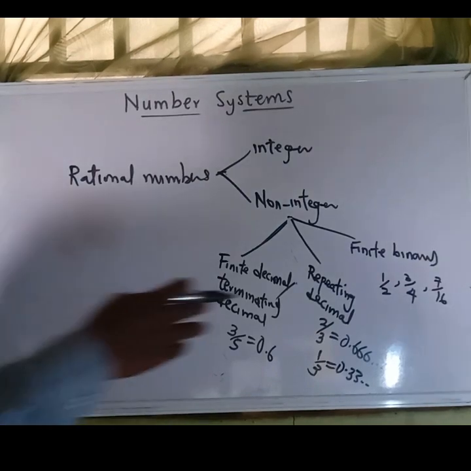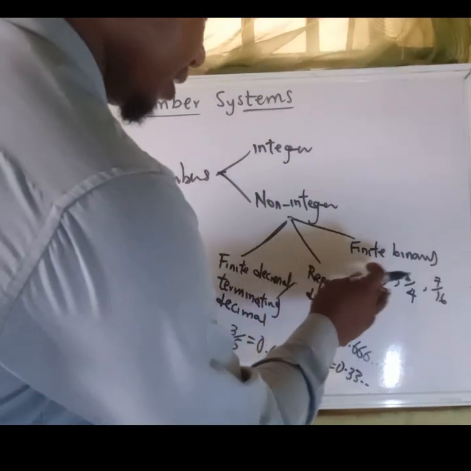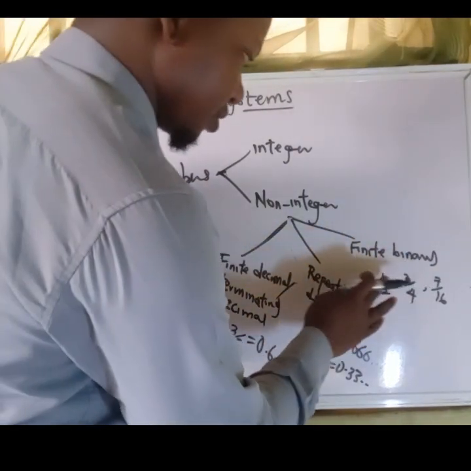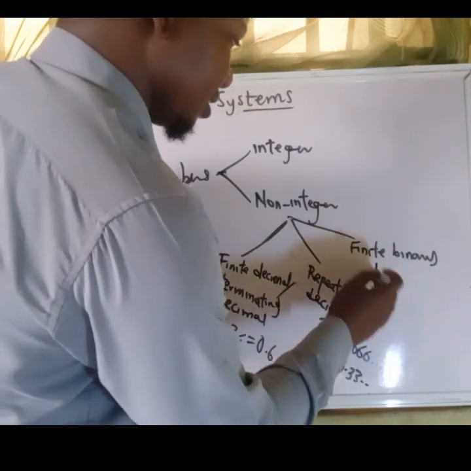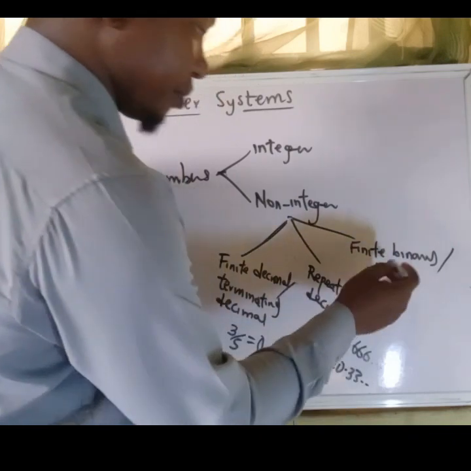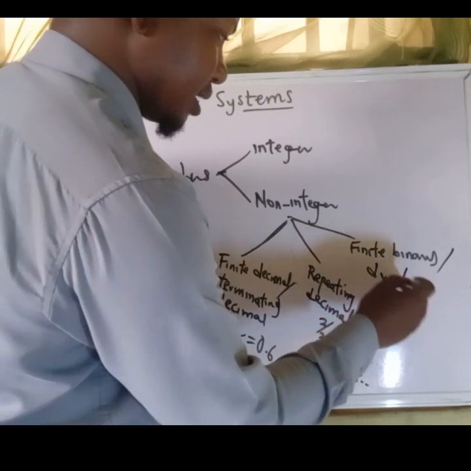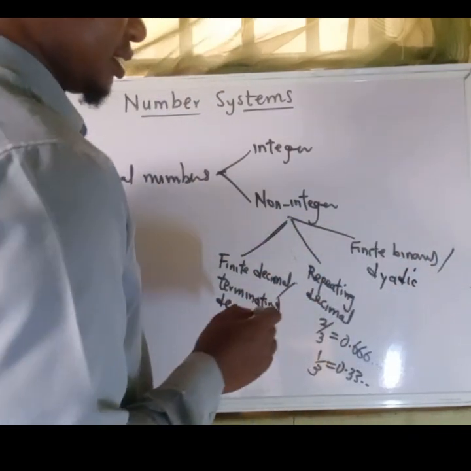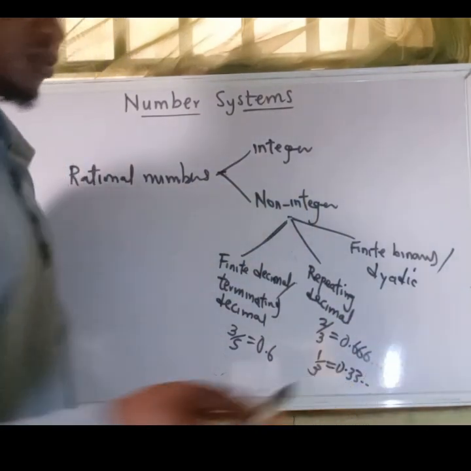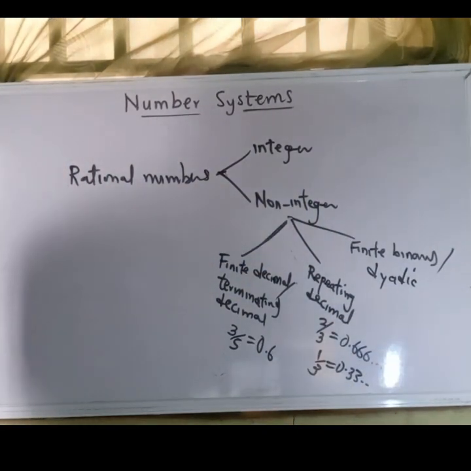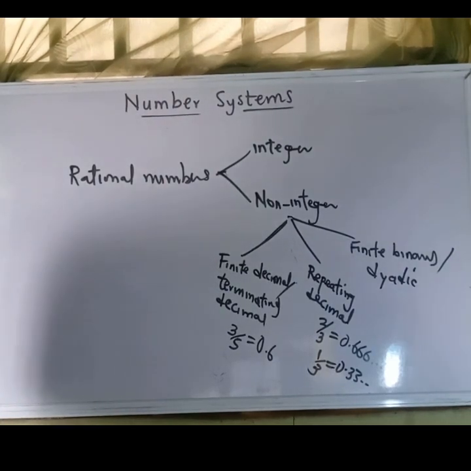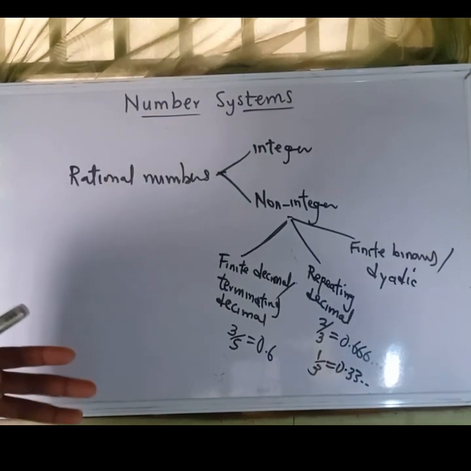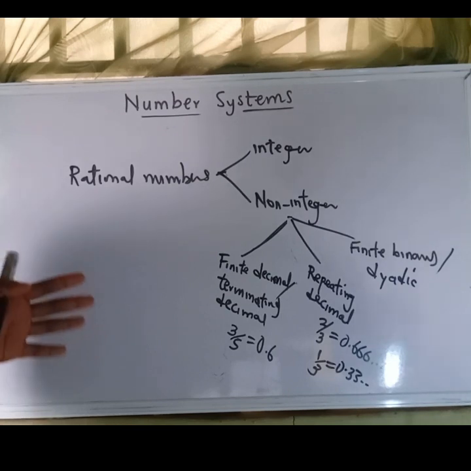So these are some of the numbers. Let us make this a summary, because we may see it in another context. They call this either finite binary or dyadic. These are numbers whose denominator is a multiple of 2. So now let us see some of the other things here.